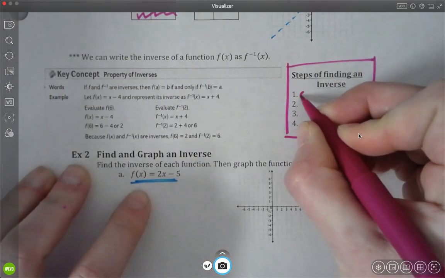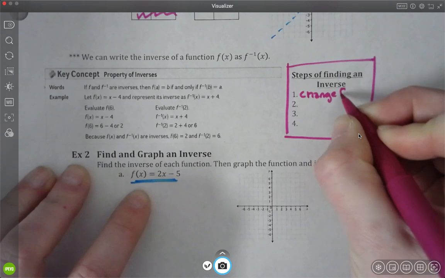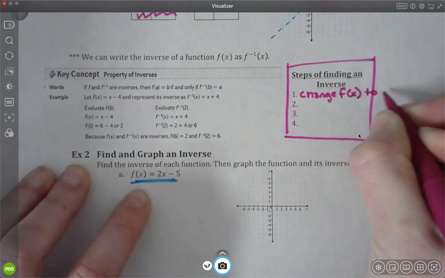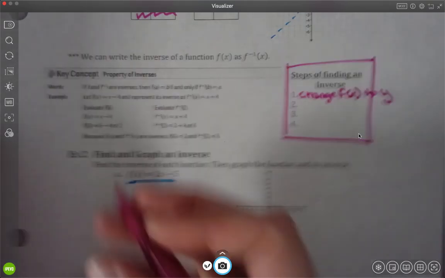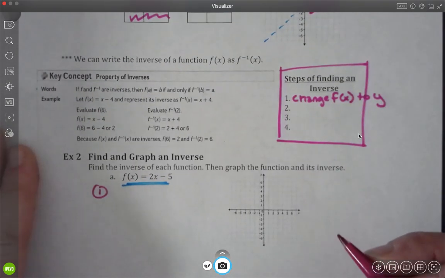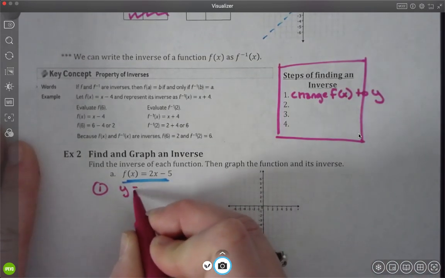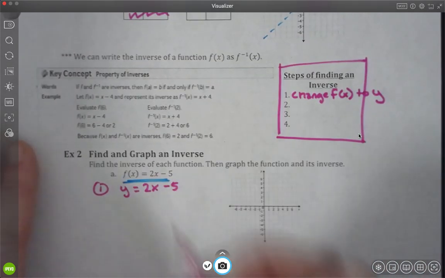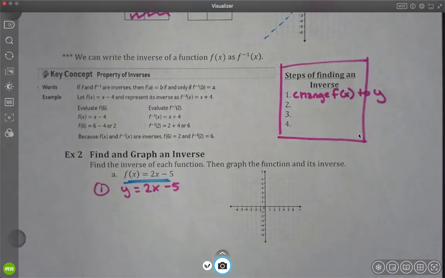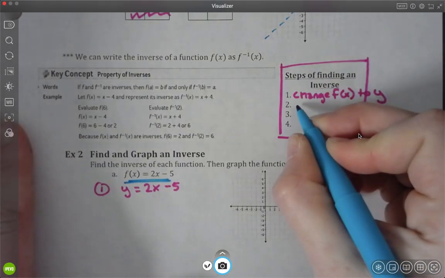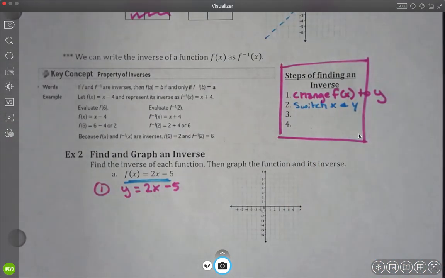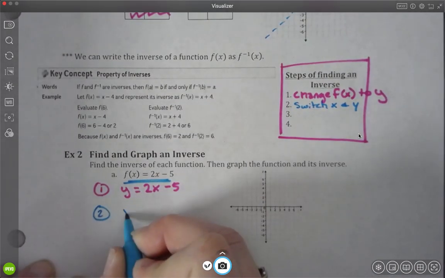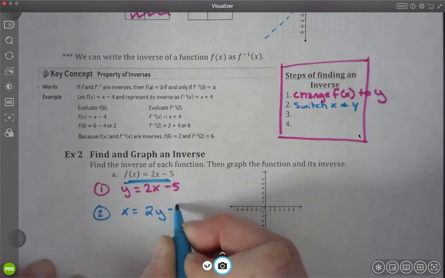So the first step is change f of x to y. Okay, so step number 1. What does that look like for this problem? Y equals 2x minus 5. That's easy enough, right? Step number 2 is just as easy. Switch x and y. So the x becomes a y and the y becomes an x. So step 2, x equals 2y minus 5. That's what step number 2 looks like.